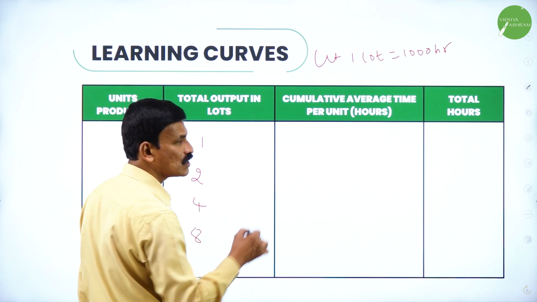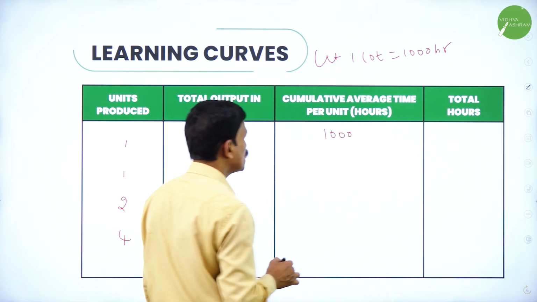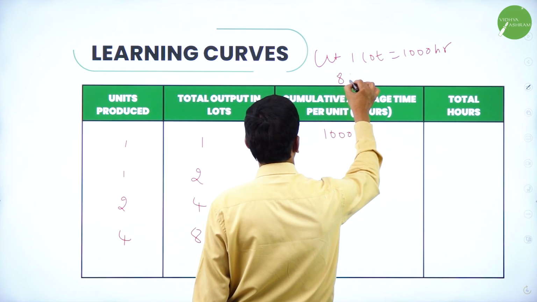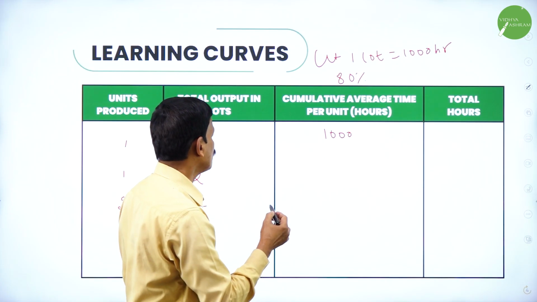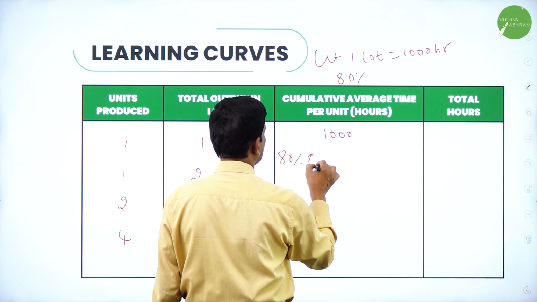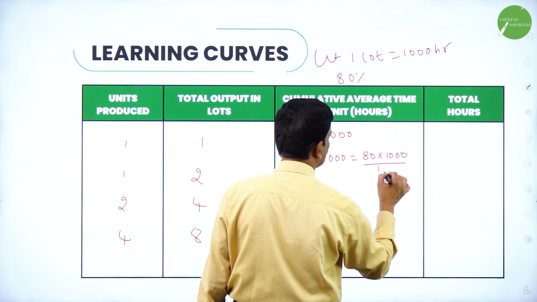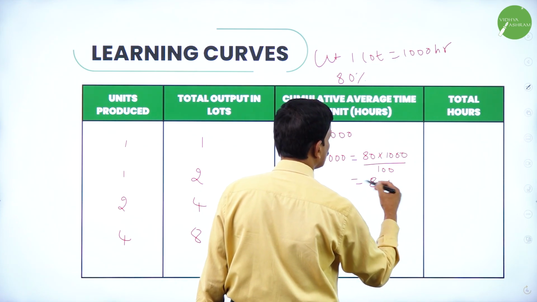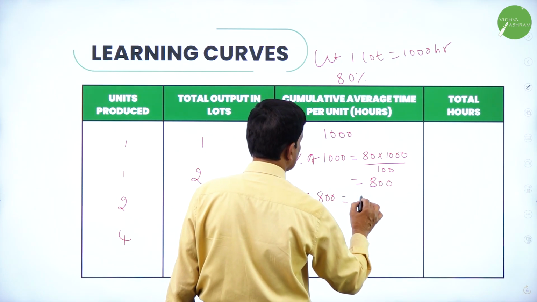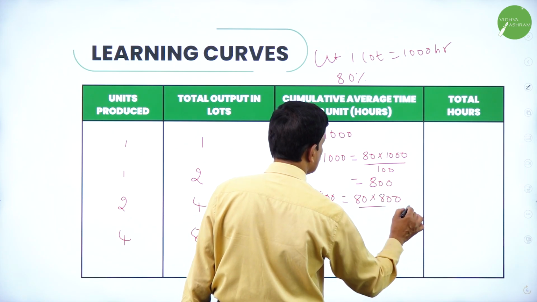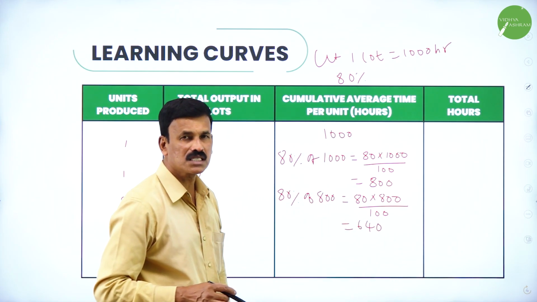Initially one lot is equal to 1000 hours. Now the learning effect is given as 80%. Calculate 80% of this. Find 80% of 1000: that is 80 into 1000 divided by 100, equal to 800. Similarly, find 80% of 800: that is 80 into 800 divided by 100, equal to 640. 8 8s are 64.